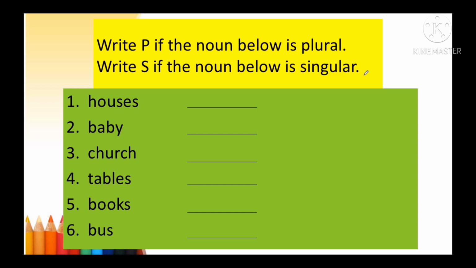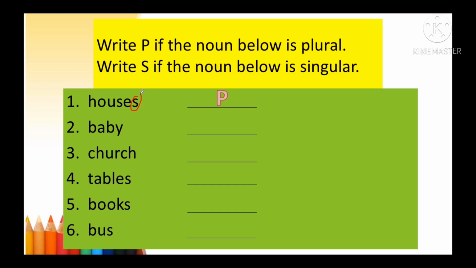For number 1, we all know that if we have only one, the word must be house. But here, we have an extra S. Houses. That means more than one, or two or more. So what will be our answer? Is it P or S? Our answer is P. Did you get it correctly?